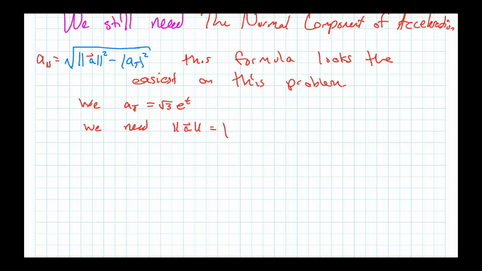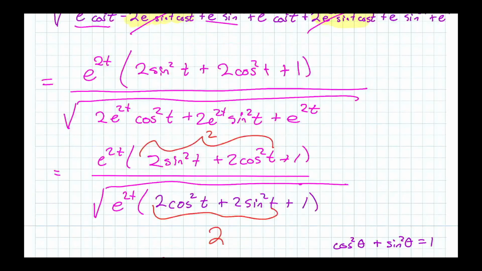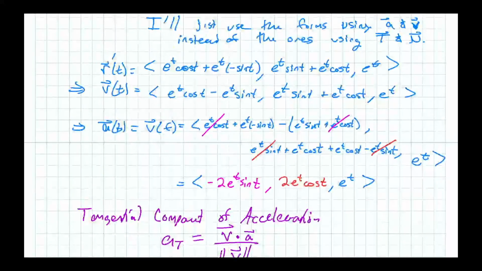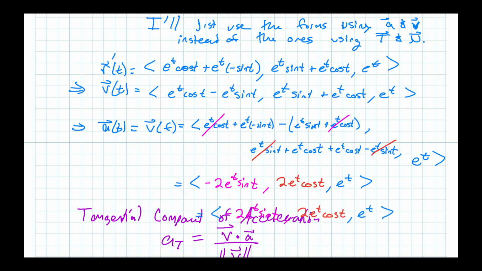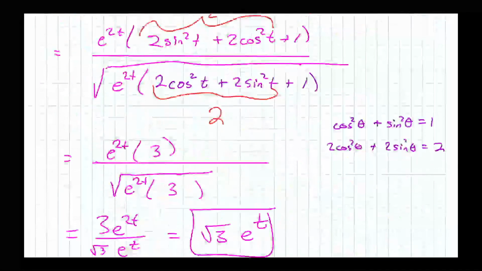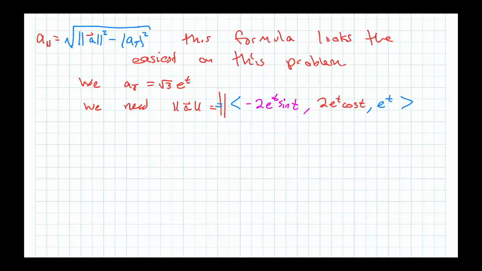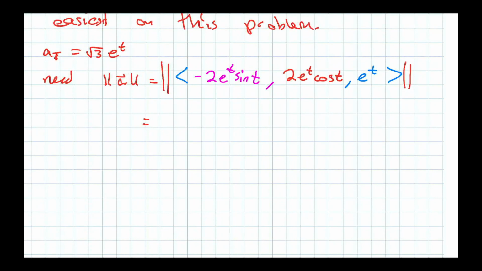Well, that's not that hard. The A vector, let's find it. Here it is. Not super long, because we simplified all those product rules and they just managed to go away. All right, so we need that. So that doesn't look too bad. So that's going to be a square root.